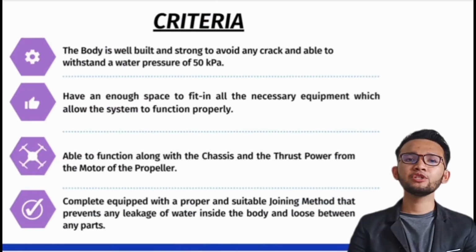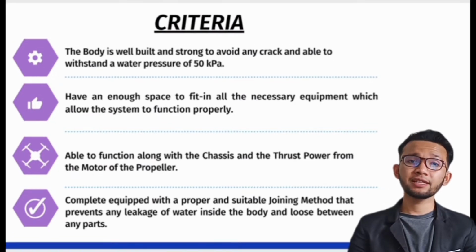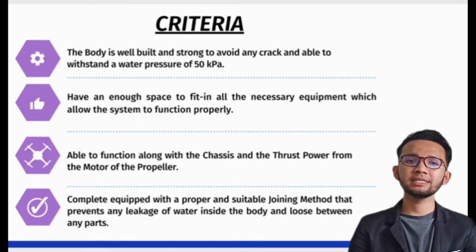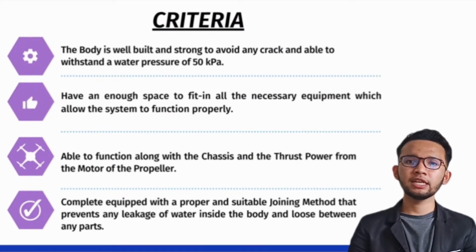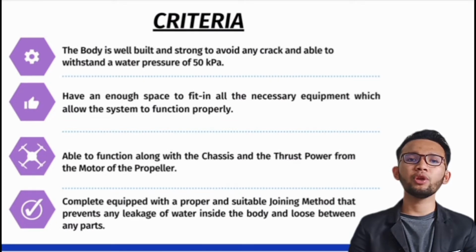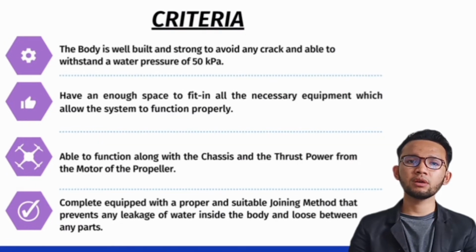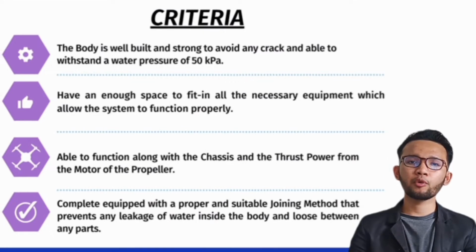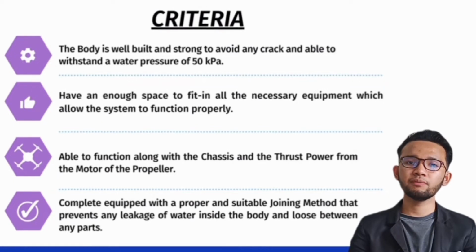For the first part, I want to present the criteria of the underwater drone body. We have a total of 4 criteria. First, the body should be well built and strong to avoid any crack and able to withstand water pressure of 15 kPa. The second is the body must have enough space to fit all the necessary equipment which allows the system to function properly. And third, the body is able to function along with the chassis and the thrust power from the motor of the propeller. And lastly, the body is completely equipped with a proper and suitable joining method that prevents any leakage of water inside the body and loosening between any parts.